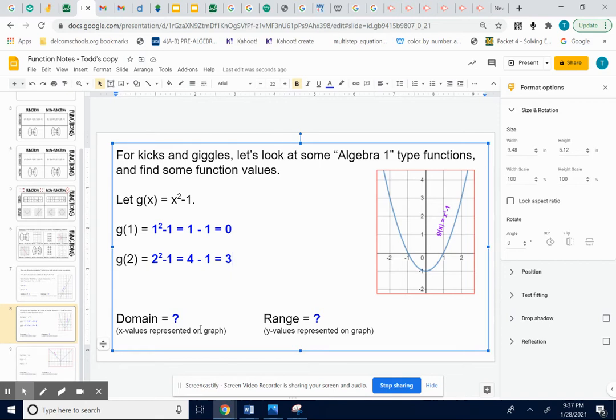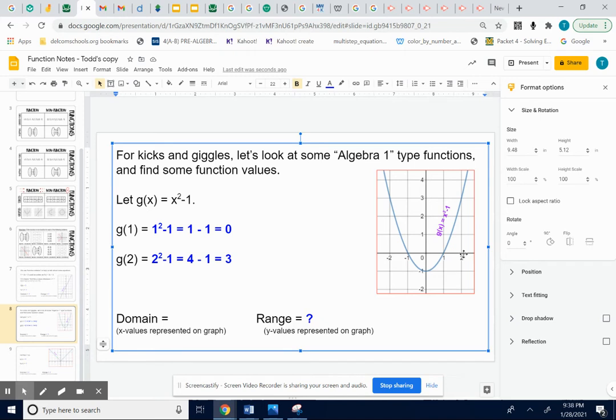Go ahead and think about what the domain and range would be. Domain is all the x values represented on the graph. The range is the y values represented on the graph. You may want to pause the video to think about it. The domain: think about the x-axis. Think about the numbers along the x-axis. Think about which numbers on the x-axis would be associated with a point on the graph.